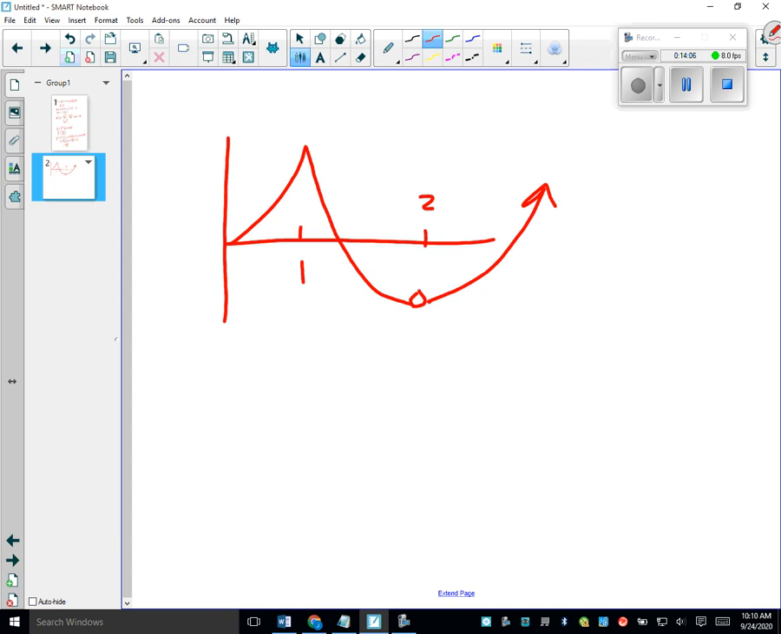Do you know the product rule? Yes. Do you know the quotient rule? How do you do this? I'm trying to make sure I'm covering everything here.